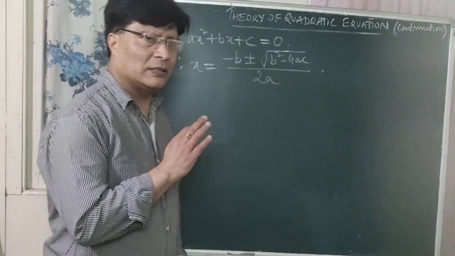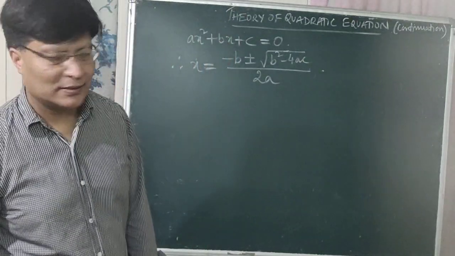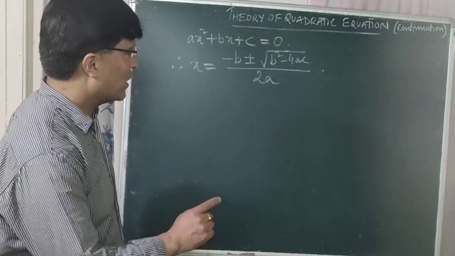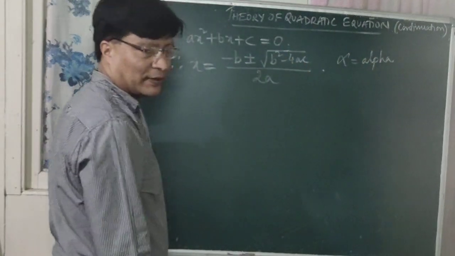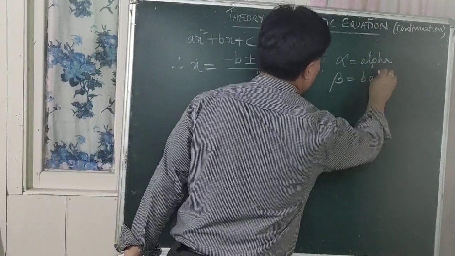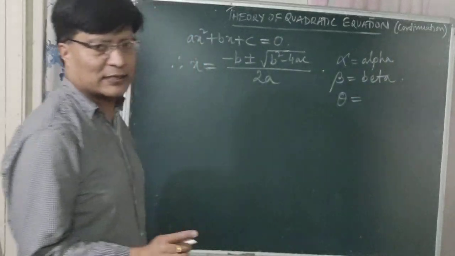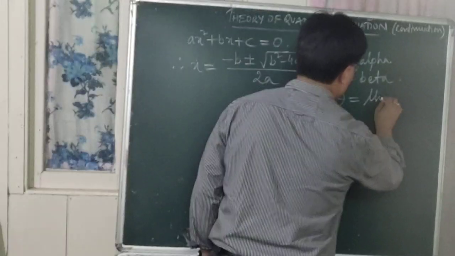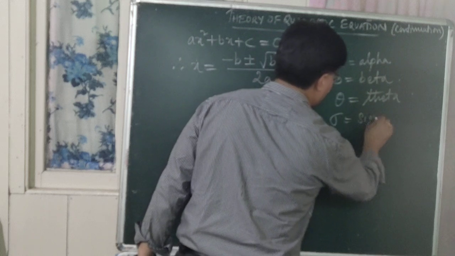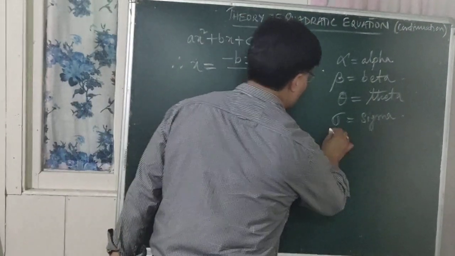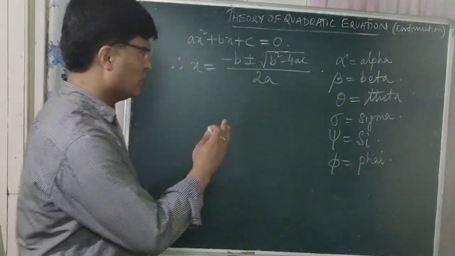Okay. So let us represent these two roots of the equation by Greek letters. There are some Greek letters that you should know in trigonometry also. So I am writing down some Greek letters here. This is known as alpha, right? This is known as beta. There are other Greek letters also. I am writing them here, that we will use in trigonometry. This is theta, right? And this is known as sigma, okay? This is known as psi, this is known as phi, right? So these are the Greek letters.